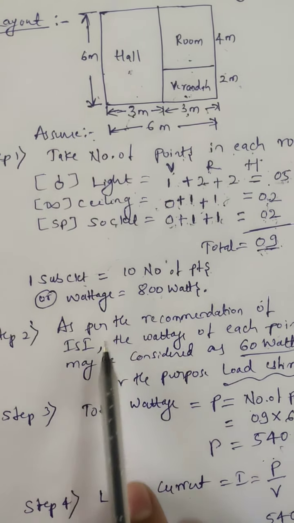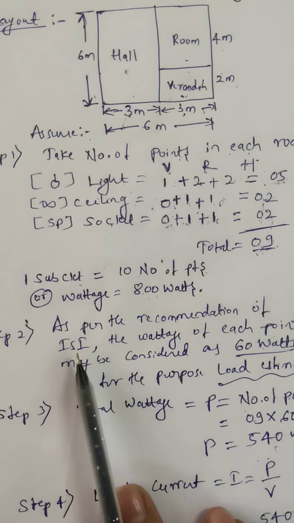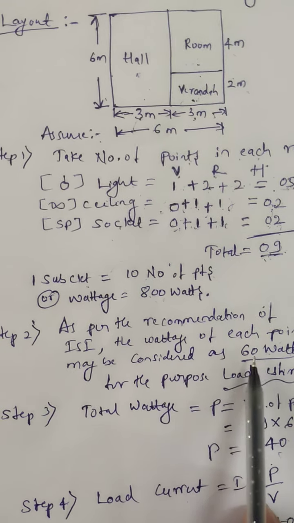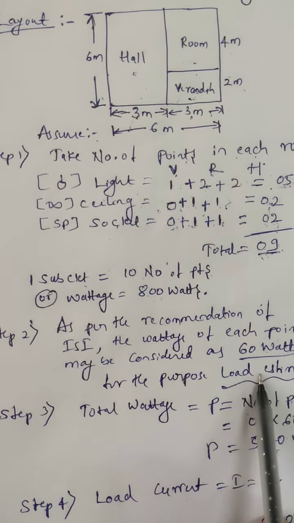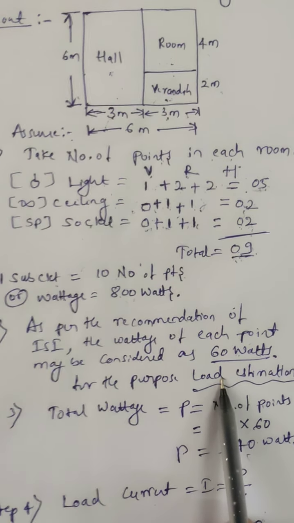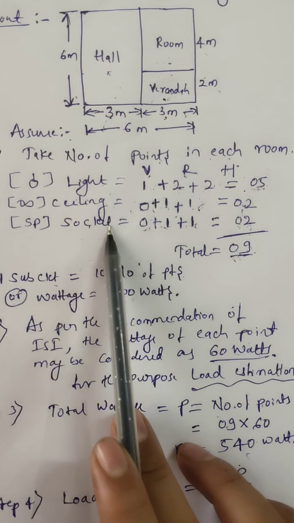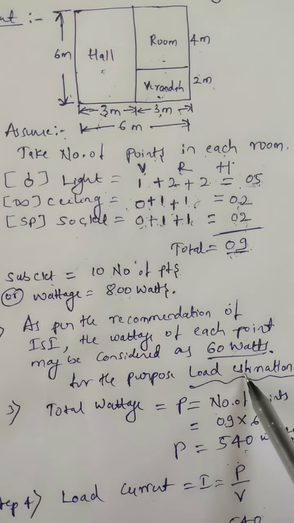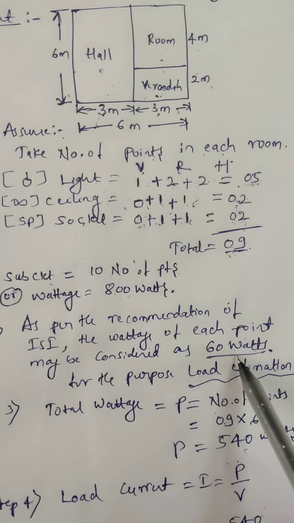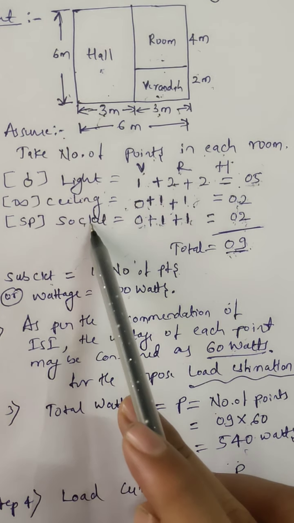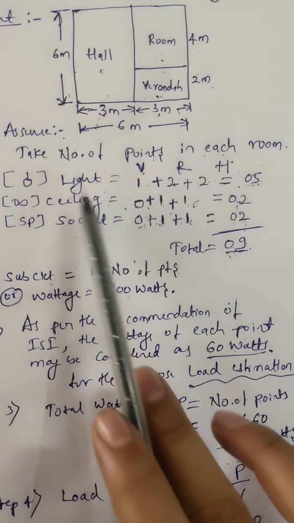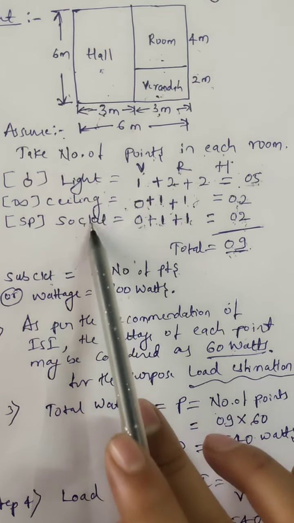The next step is, as per the recommendation of the Indian standard, the wattage of each point may be considered as 60 watts for the purpose of load estimation. So here I am assuming the wattage for the lighting point, the ceiling point and the socket point as 60 watts, common for the purpose of load estimation. Practically the wattage for light, fan and socket may be different, but for load estimation I have considered only 60 watts common for all the points.